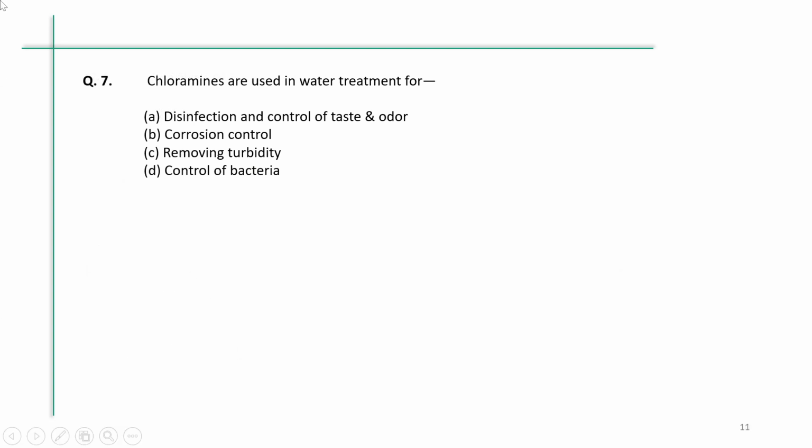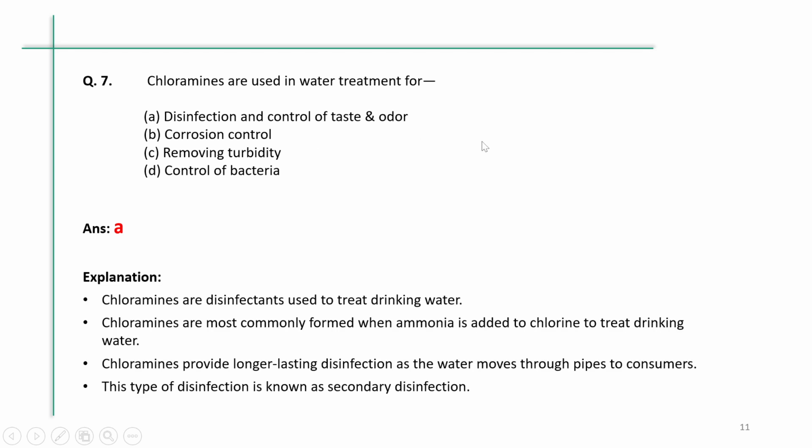Next question is, chloramines are used in water treatment for disinfection, control of taste and odor, corrosion control, removing turbidity, or control of bacteria. So the correct answer will be disinfection and control of taste and odor. Explanation is, chloramines are disinfectants used to treat drinking water. Chloramines are most commonly formed when ammonia is added to the chlorine to treat drinking water.